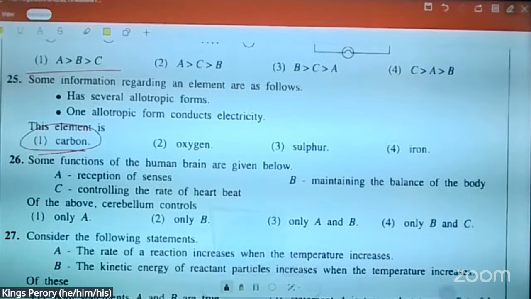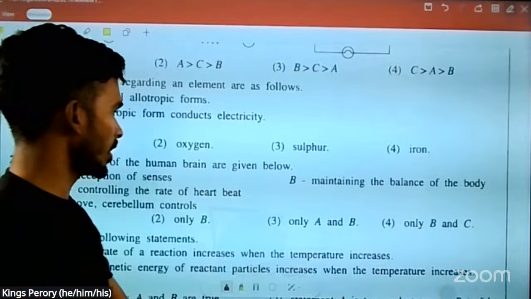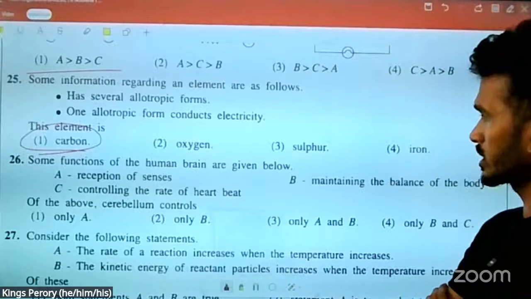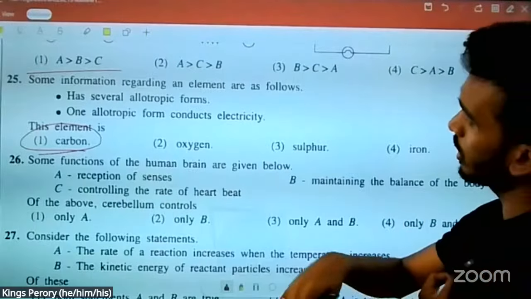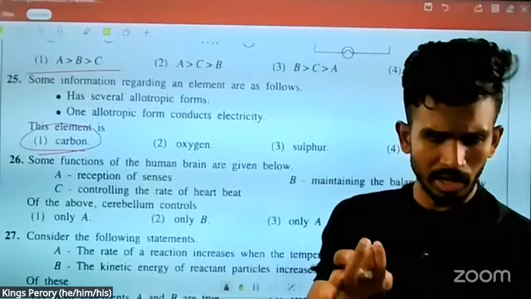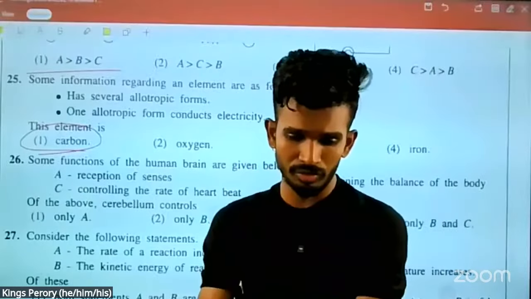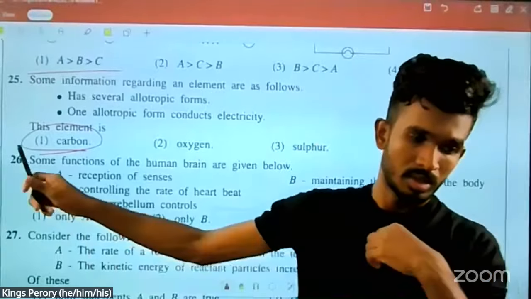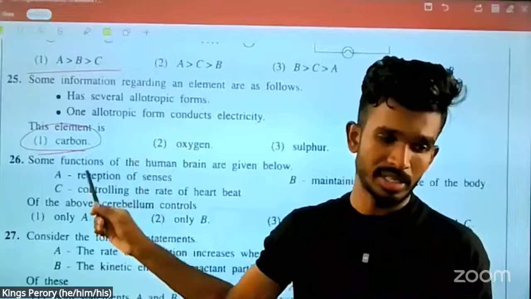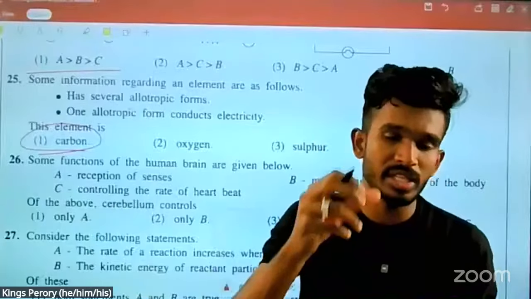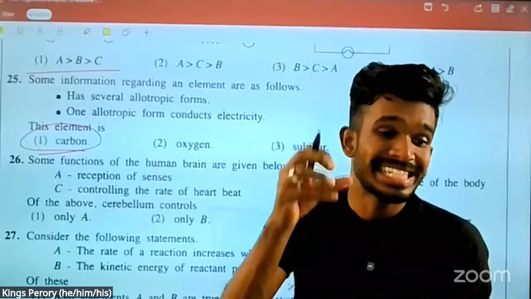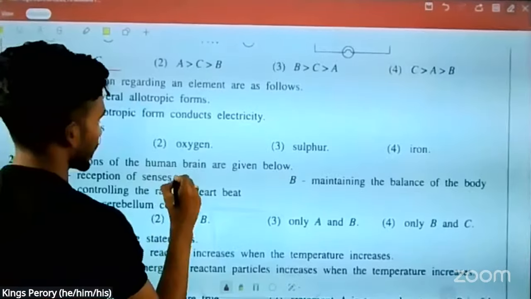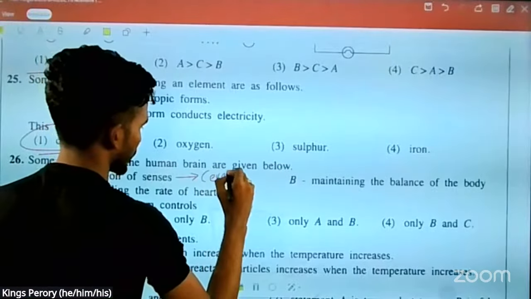26. Some functions of the human brain are given below. Reception of senses, maintaining the balance of the body, controlling the rate of heartbeat. I think I already talked about the functions of the parts of our brain. Reception of senses is done by the cerebrum.